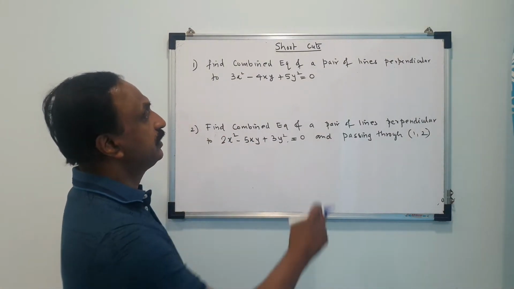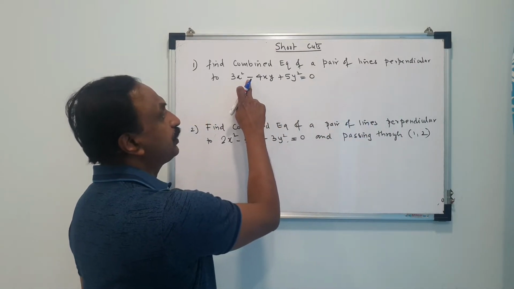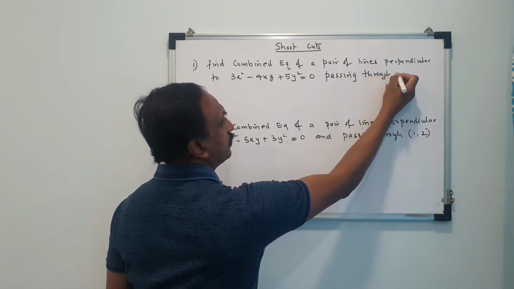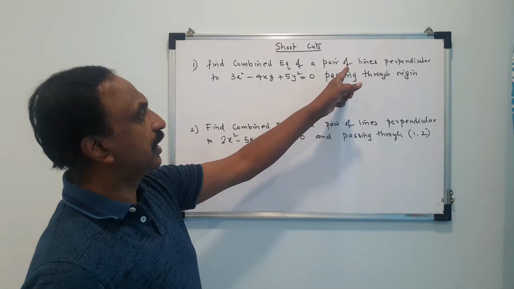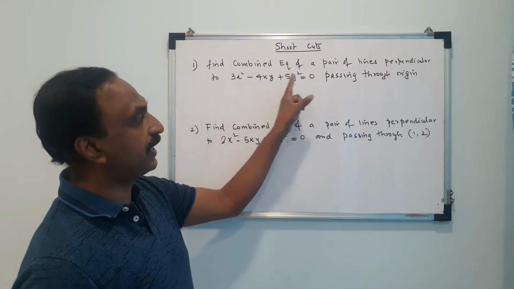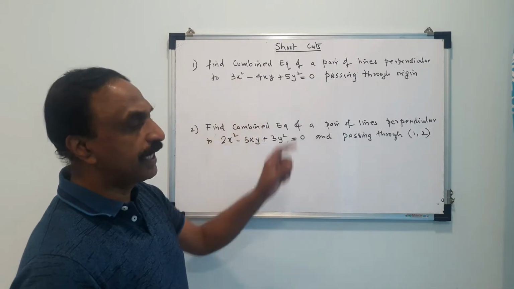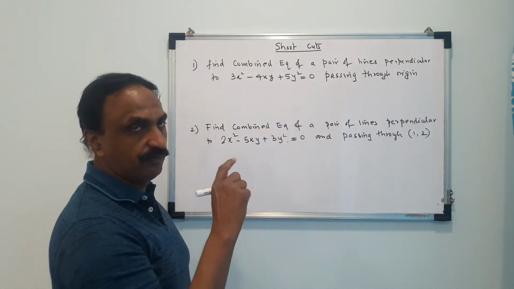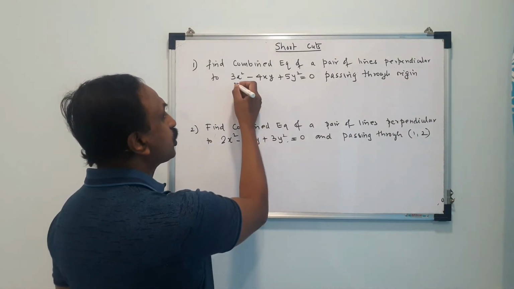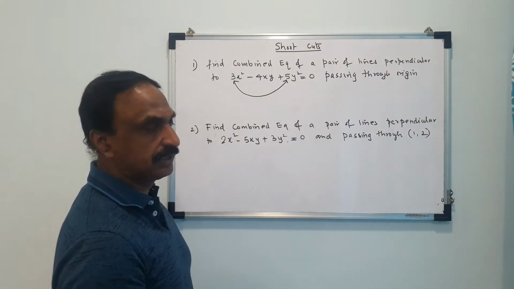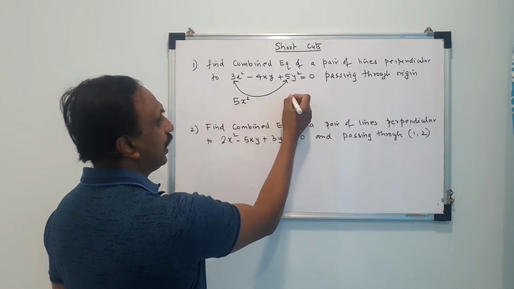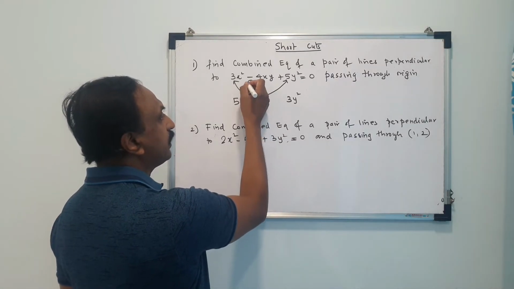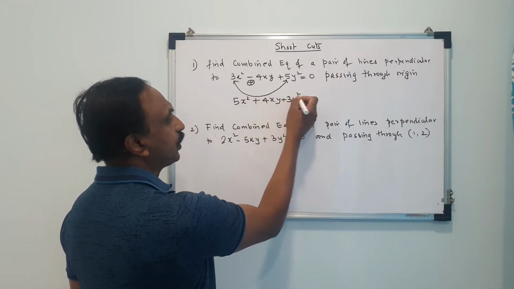Now first thing we need to find is the combined equation of the pair of lines which are perpendicular to this and passing through the origin. So you know that y by x is the slope of the given line. What we need to do is y by x should be replaced by minus x by y. But the shorter method is just interchange these two numbers. So you will get 5x square and 3y square. Then the coefficient of xy, just make it opposite in sign. So it becomes 4xy. And that is your answer.